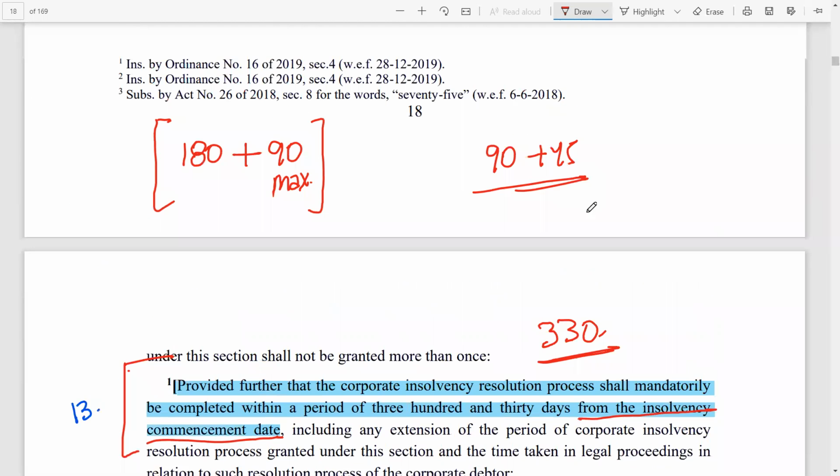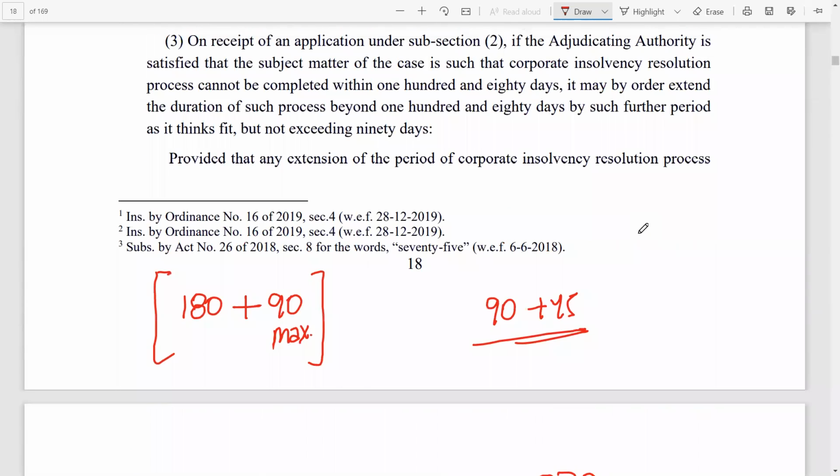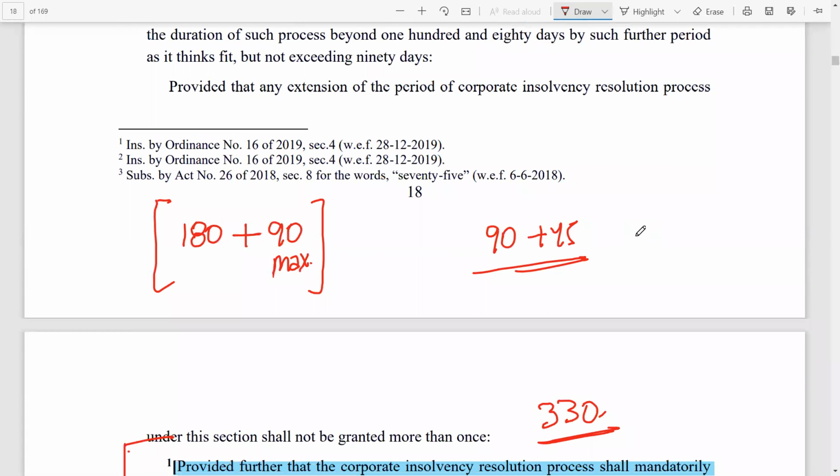So what is the time limit which you have to write in the answer? You are going to write that the time limit for completion of the CIRP is 180 days from the date of commencement of the CIRP. However, a single extension can be granted for 90 days. A maximum period of 90 days, single extension can be granted.